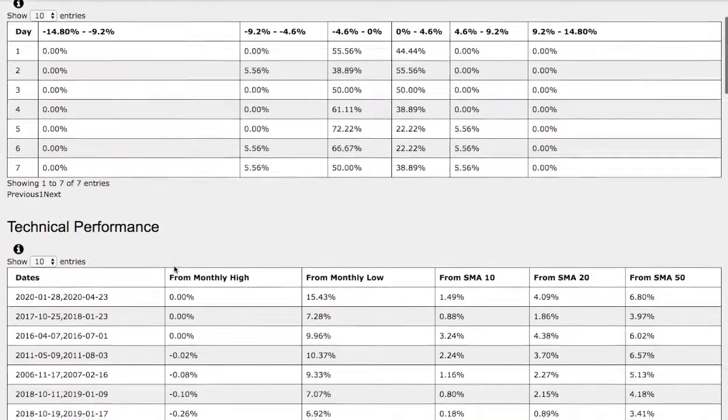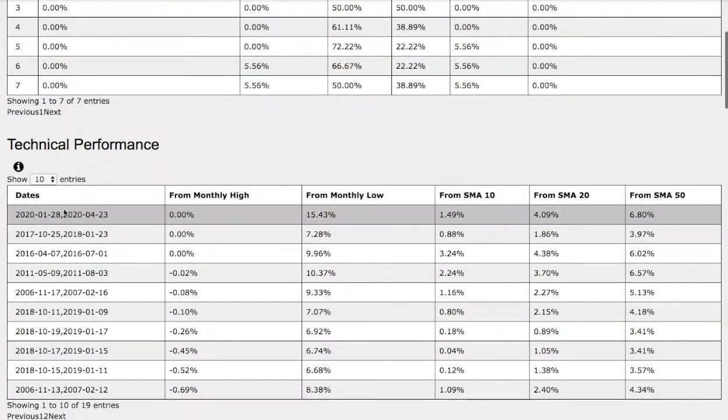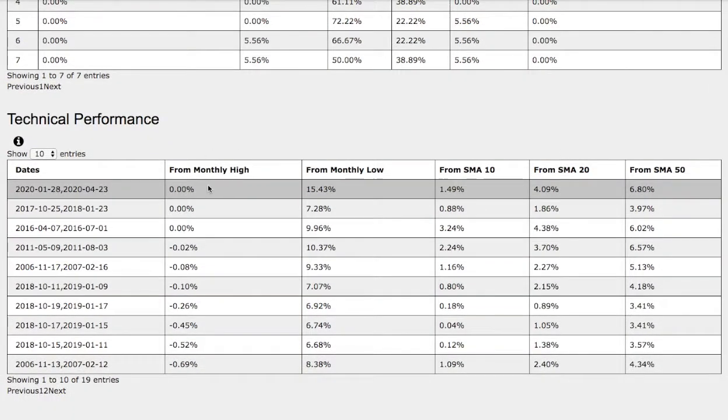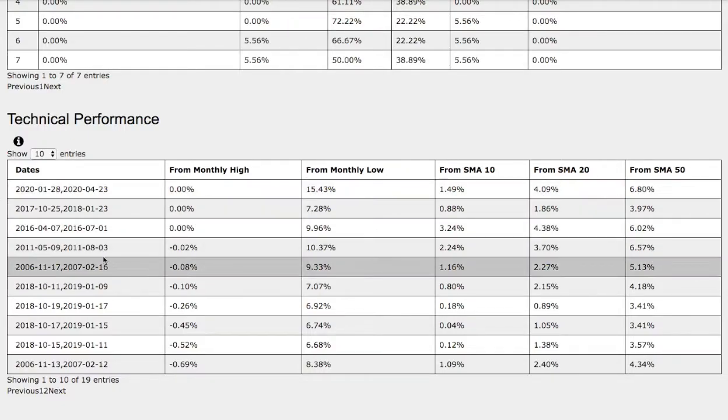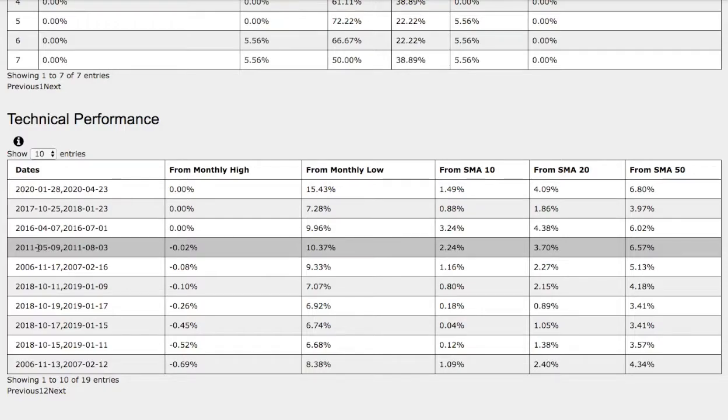So let's examine the technical performance of each model. Our current trend is up 0% from monthly high, up 15% from monthly low, up 1.5% from 10 simple moving average, up 4% from 20 simple moving average, and up 7% from 50 simple moving average. Now the trend that we just examined, May 9th, 2011 to August 3rd, 2011, it was down 2 basis points from monthly high, up 10% from monthly low.